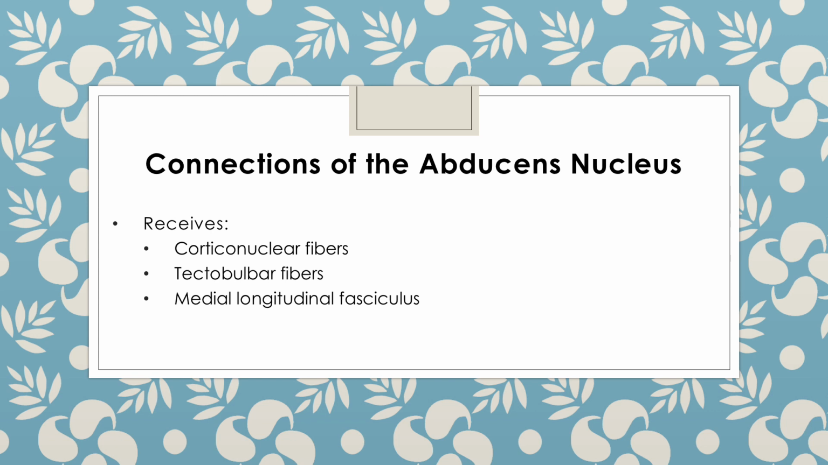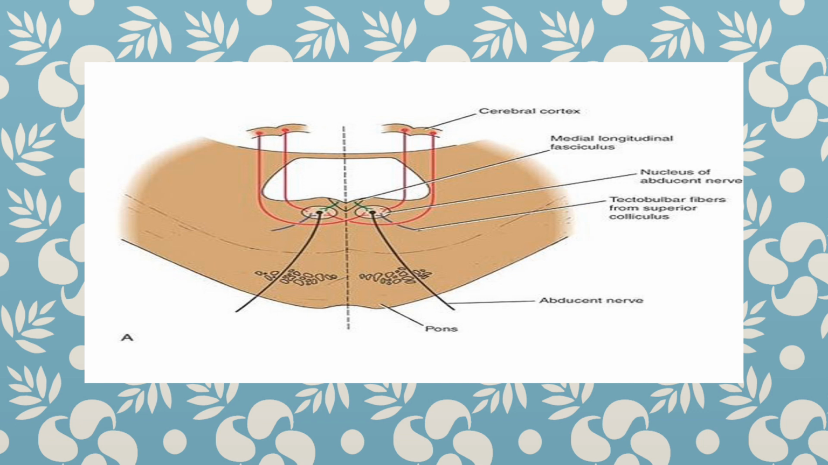Connections of the abducent nerve nucleus. It receives three types of connections. One are the corticonuclear fibers, other are the tectobulbar fibers, and the medial longitudinal fasciculus. This slide shows different connections of the abducent nucleus. Please find the abducent nucleus that is present on both sides of the midline, just anterior to the floor of the fourth ventricle, beneath the facial colliculus.